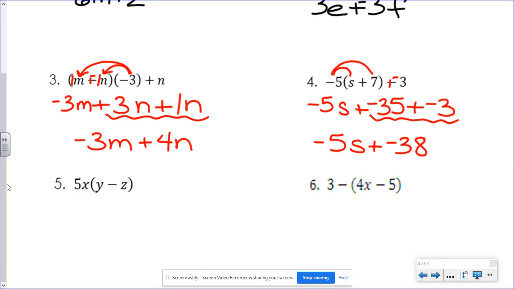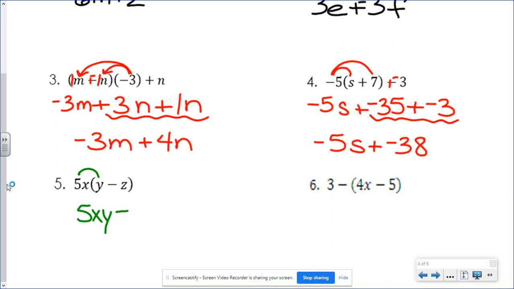These last 2 problems are as tricky as I can get, I think, at this point. 5x is the thing that's going to distribute. I'm going to do 5x times y. Okay, well, we haven't looked at any of those, but I'm hoping that you can see 5x times y is just going to be 5 times x times y.